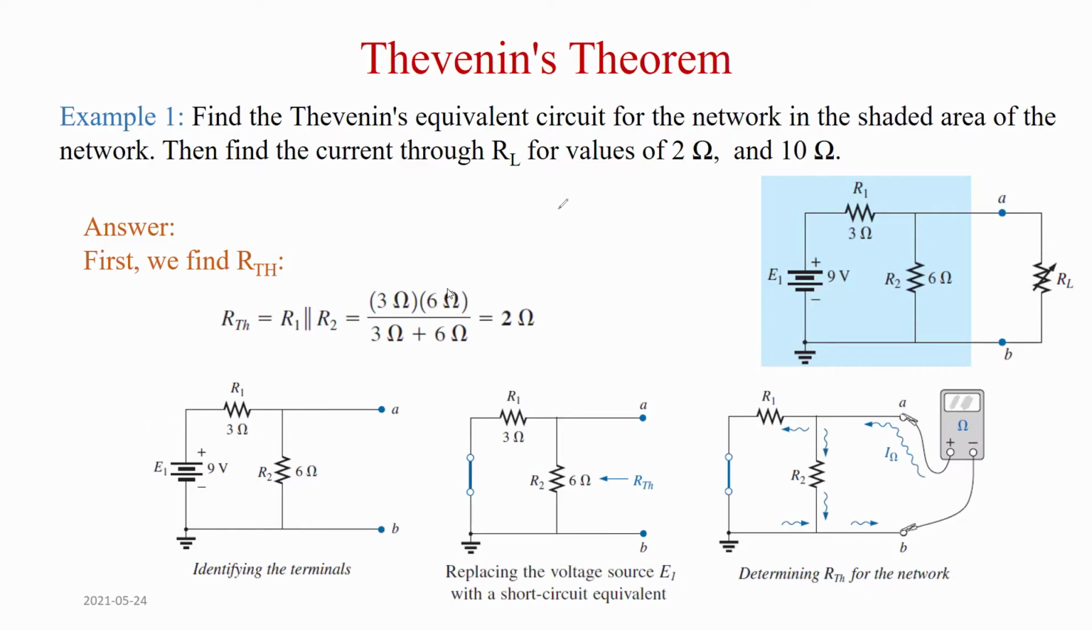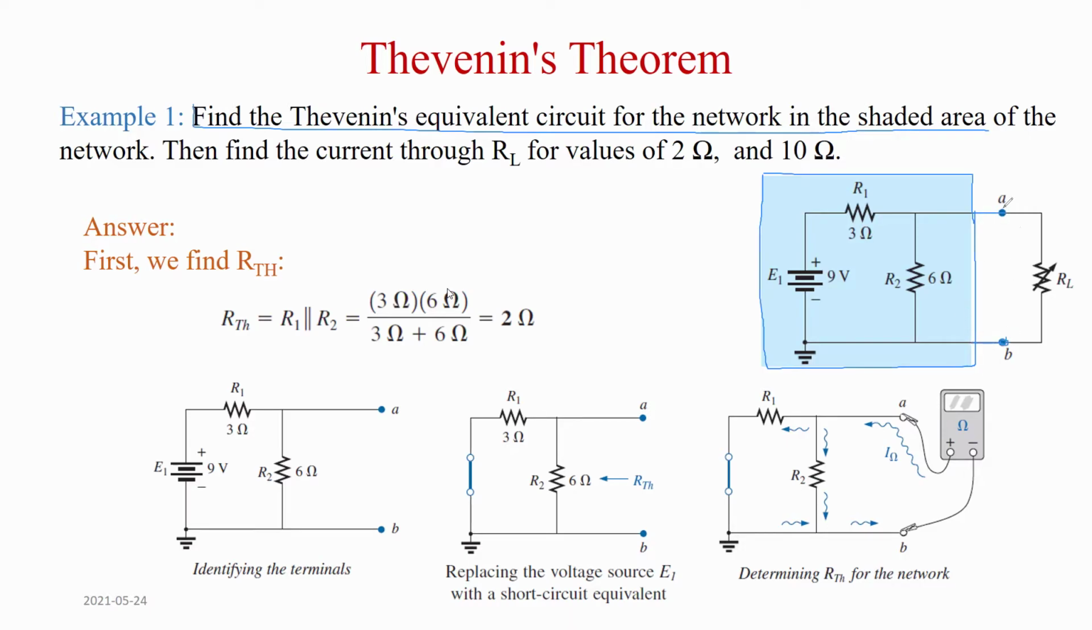Okay, here's an example. We're going to find the Thevenin equivalent for this network, the shaded network. So it means this network. First of all, this network has 2 terminals, and everything inside is linear. That means I can actually find the Thevenin equivalent circuit. Those are the 2 terminals.